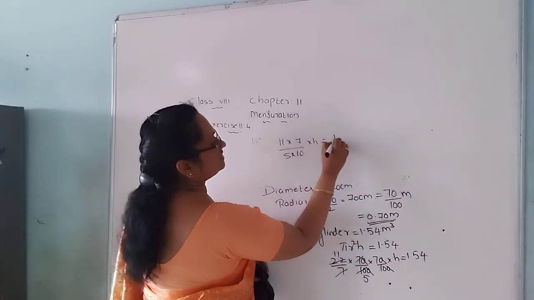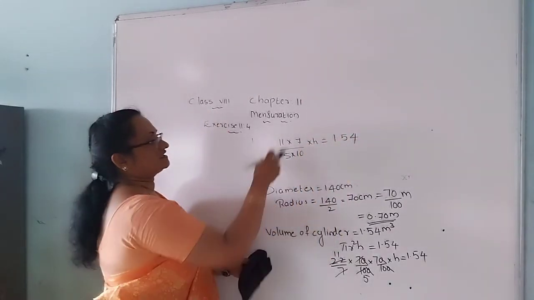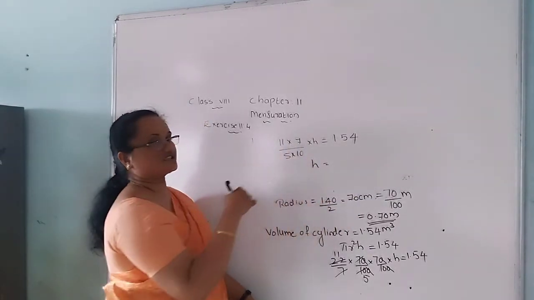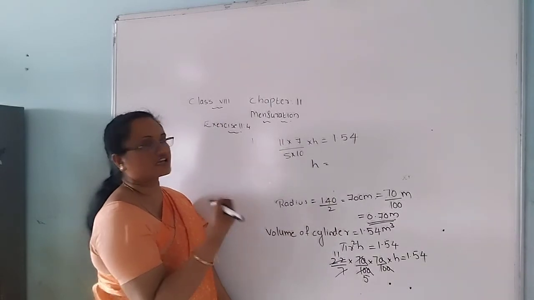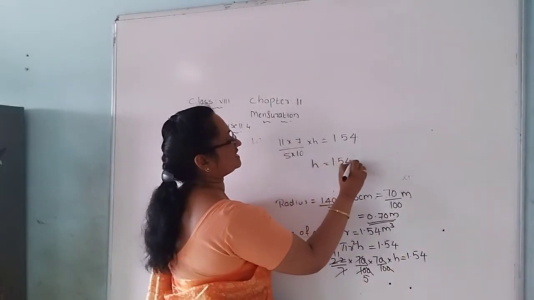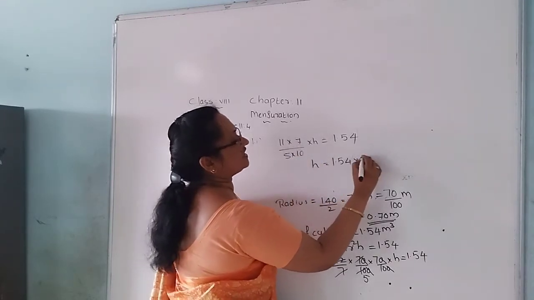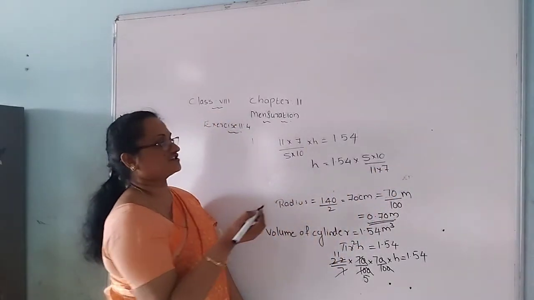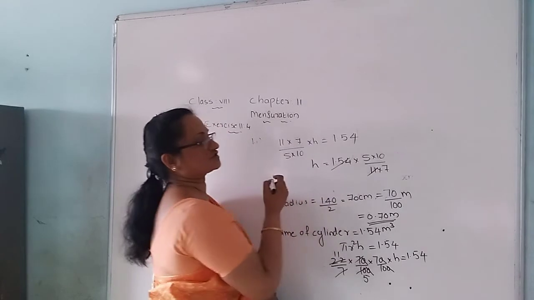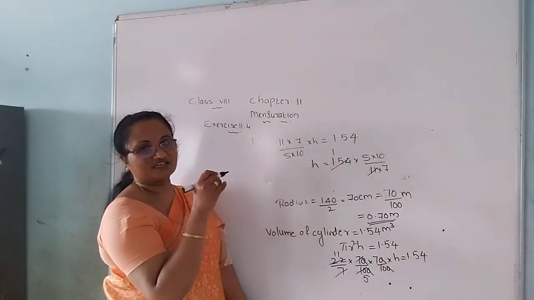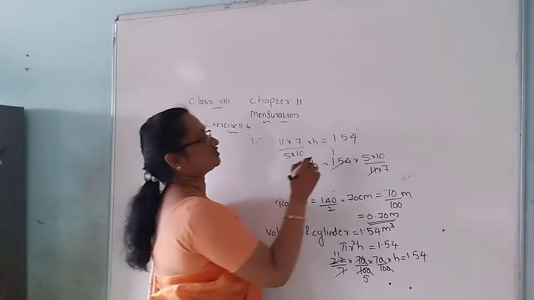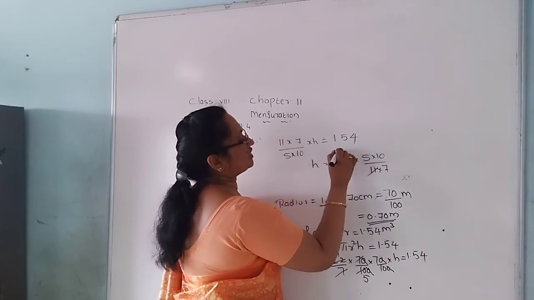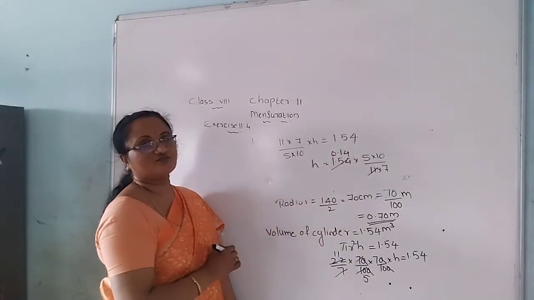Into h is equal to 1.54. Then this fractional number is sent to the opposite side. How to find the h value? This fractional number sent to the opposite side means take the reciprocal and multiply. 1.54 times the reciprocal of this number: 5 into 10 goes to the numerator and 11 into 7 becomes the denominator. Cancellation is possible, cancel. 11 table is directly possible. 11 ones are 11. So 15 minus 11 comes to 4. 4 and 4 is 44. So 0.14 is the answer.